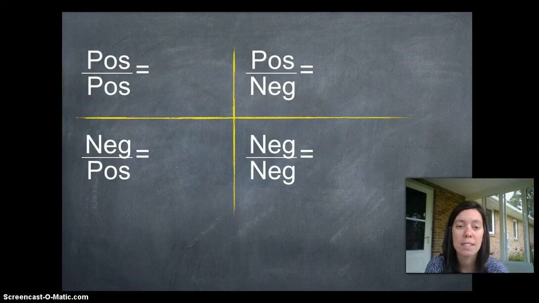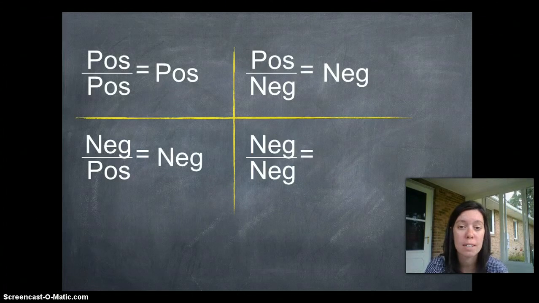So if I have a positive divided by a positive, that's a positive. Positive and negative make a negative. Doesn't matter which one's on top. And 2 negatives, the negatives cancel, and that makes a positive. So it's the same as multiplying.